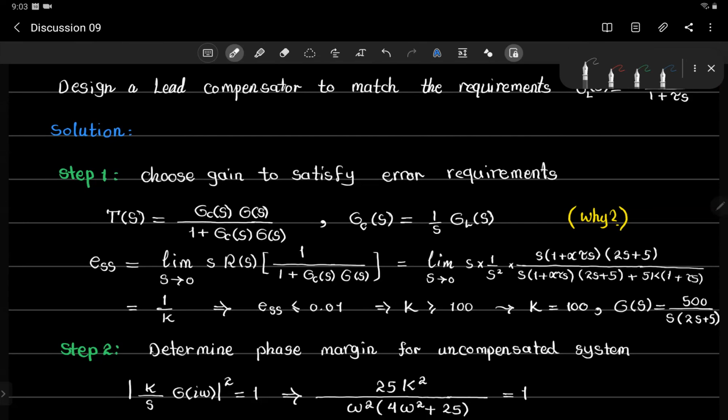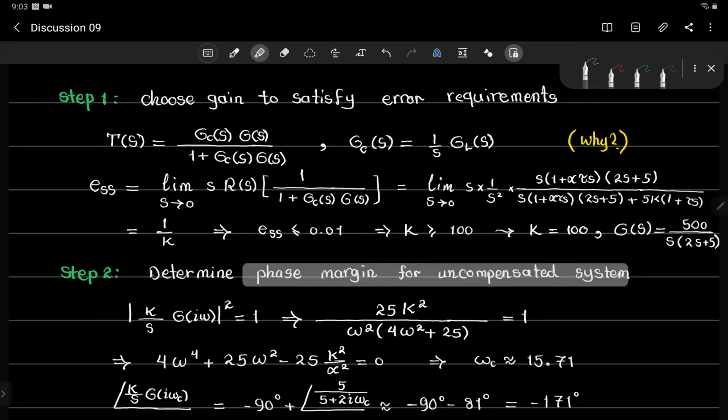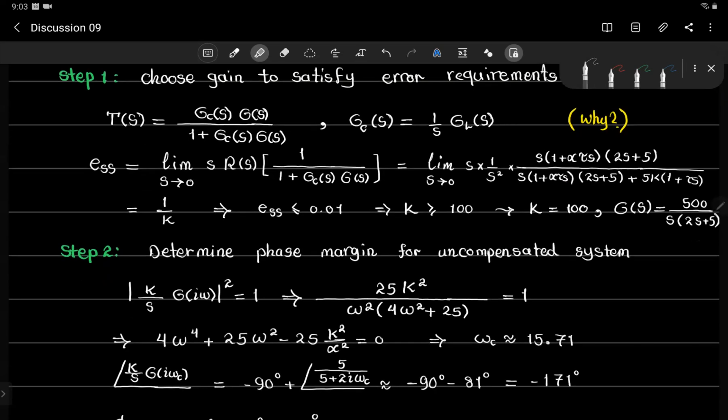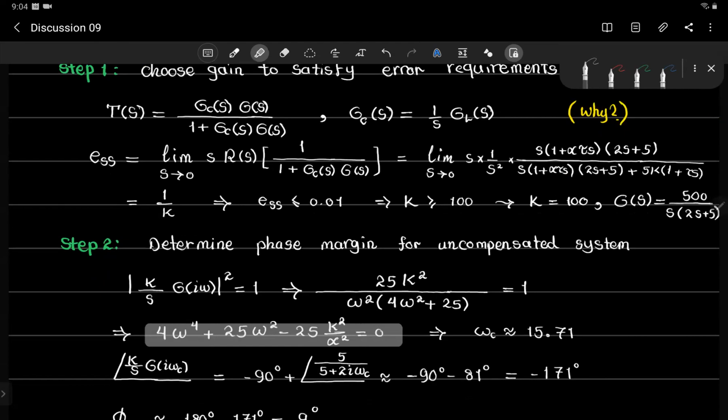All right. The next step is to determine the phase margin that we already have for the uncompensated system, so that we would know how much phase we need to add for the system. Recall how we compute the phase margin: it is the difference between the phase of the system and negative 180 degrees when the gain of the system is equal to 1. So we put the gain of the system equal to 1 and we solve for omega. This will give us a fourth order equation, and you can solve this equation however you want.